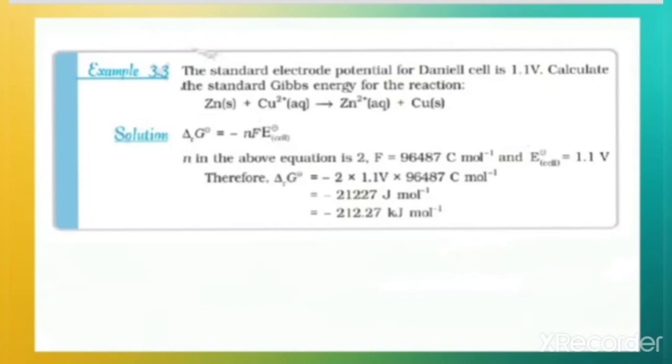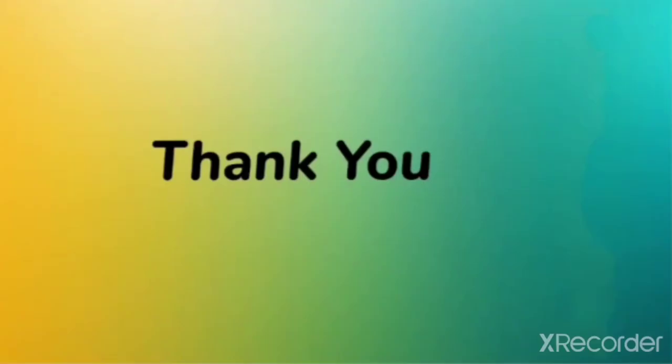So we substitute the values: n is equal to 2, E naught cell is 1.1 volt, and the Faraday's constant value, and we solve it to get the value of delta G naught. The standard Gibbs energy for the reaction is found in this way. The joule per mole value can be converted into kilojoule per mole. This is all about this video. Have a nice day.